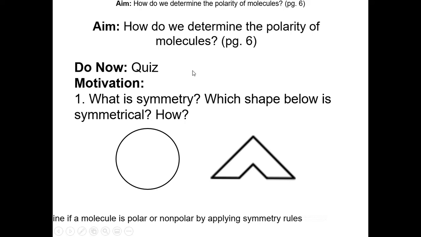This is my second video for Unit 5C, Intramolecular Forces. In this video, we'll be determining the polarity of a molecule. So go to page 6 in the class packet.